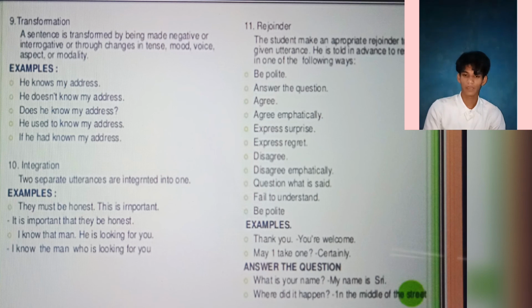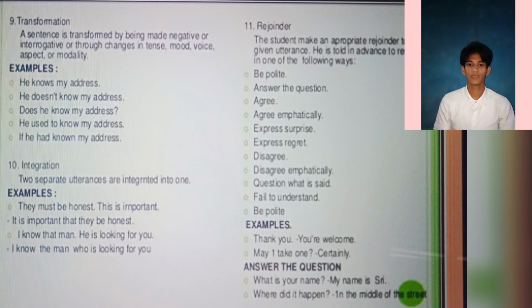The students are required to integrate, to separate into one. Each student is to integrate, to separate into one. Rejoinder. The student makes an appropriate rejoinder to a given utterance. He is told in advance to respond in one of the following ways. Example, thank you. You're welcome. May I take one? Certainly. Each student is required to make a suitable rejoinder to a given utterance to give an appropriate response.